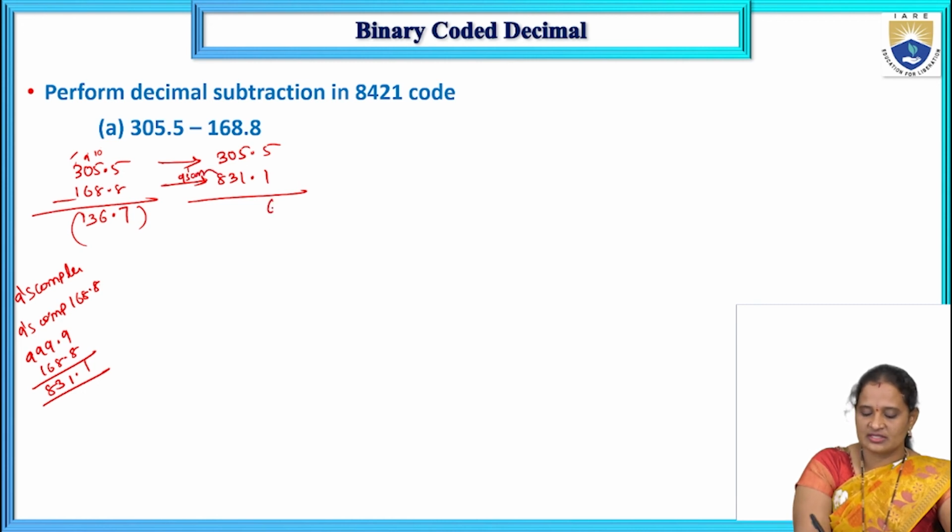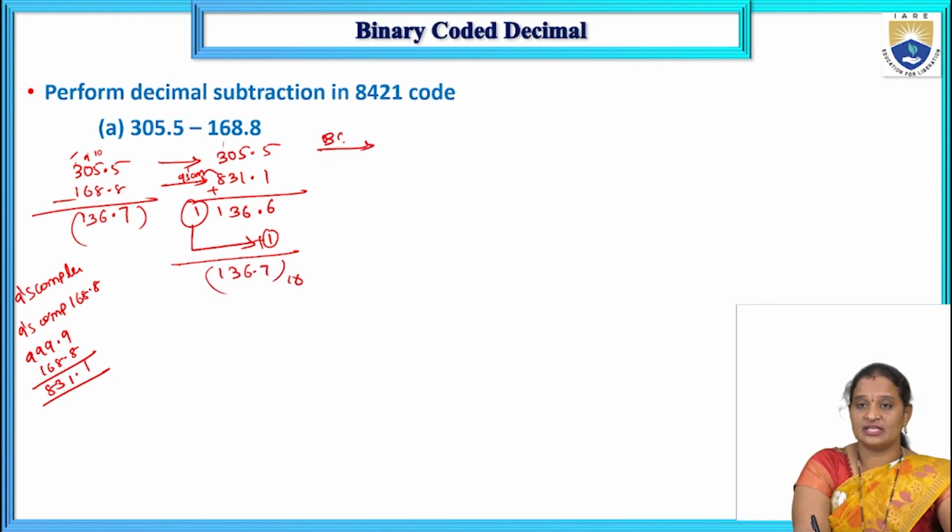So now this is 6. Okay, and this one is 6, and this one is 3. This is 11. We have a carry. If we have a carry, it is called the end around carry. Just add it to this 136.7. Now we'll perform this using BCD.